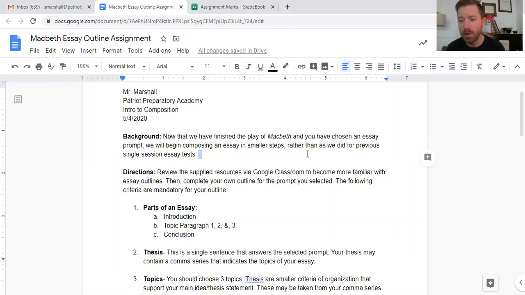This is different from how we've composed essays in the past, where I've asked you guys to write them all in one session in a classroom, just like the state test requires. Well, we don't have a state test this year, and if you even had taken it this year, it would be over. So we're gonna do it differently as you're gonna write essays from here on out with me.